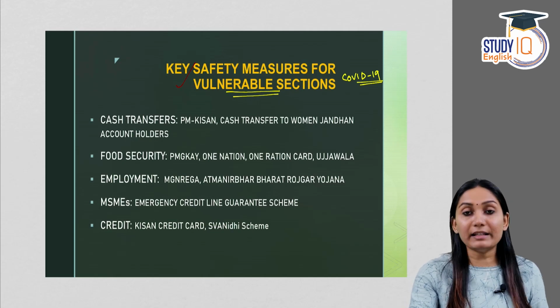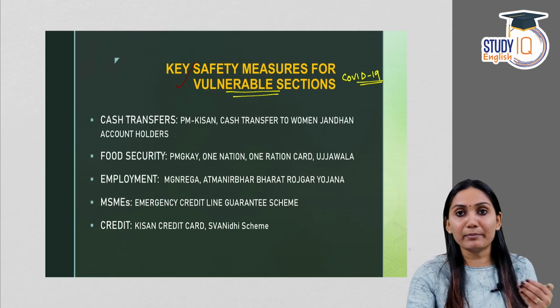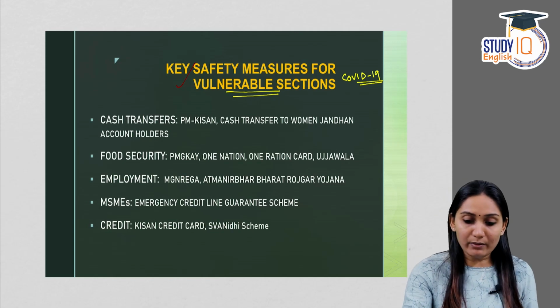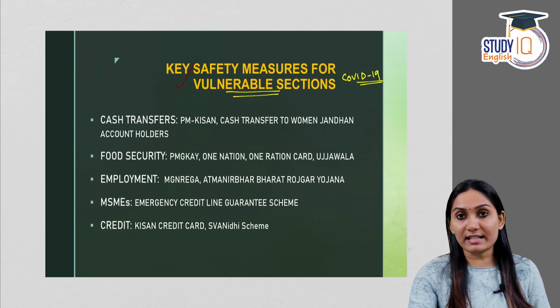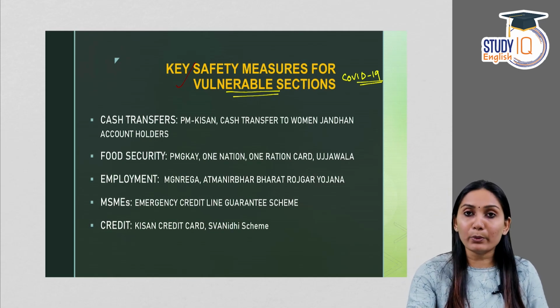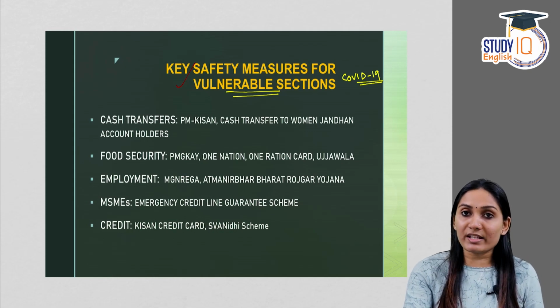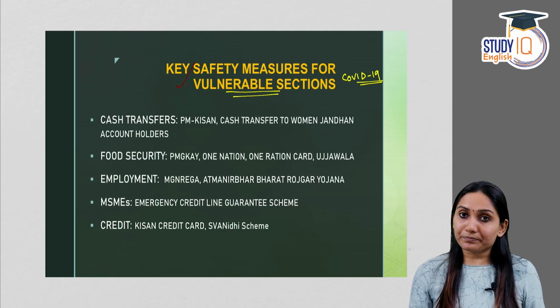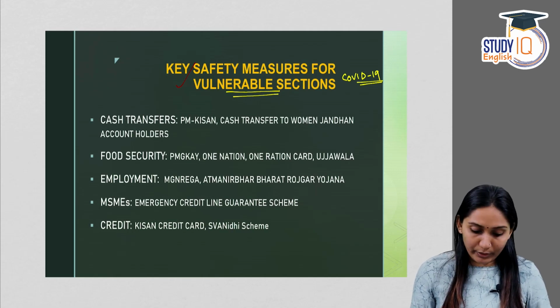One was flexibility creation by deregulation and bringing reforms in the policy. Second one was improving the resilience. How to improve resilience? By providing safety measures, especially to the vulnerable group. That is what we are going to discuss today.